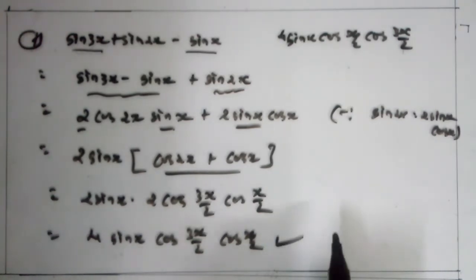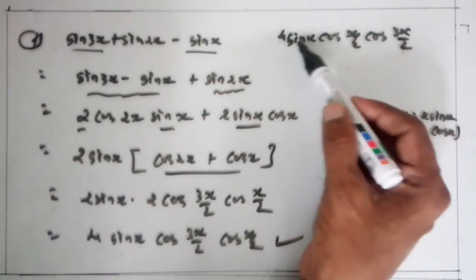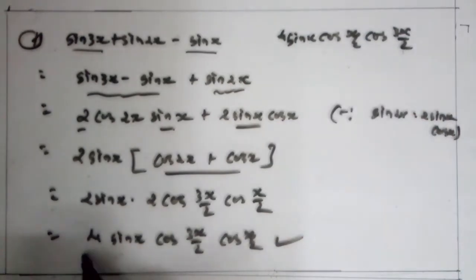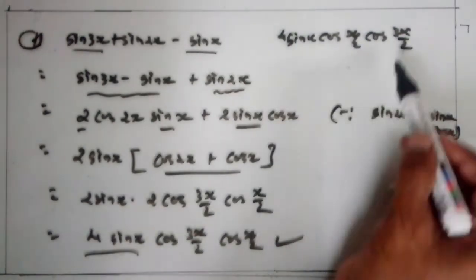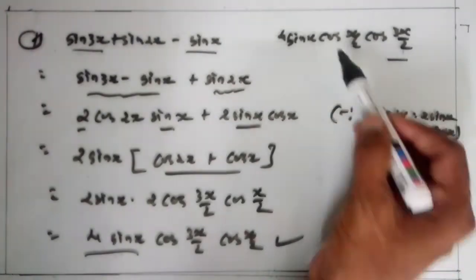Hence proved. Clear? 4 sin x cos 3x upon 2 and cos x by 2. Clear this?